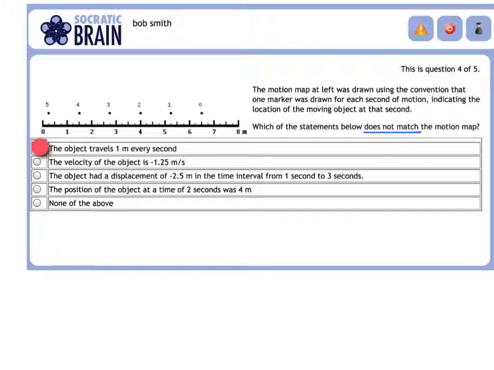Position of the object at a time of 2 seconds was 4 meters. Well, let's go to 2 seconds. That's here. And sure enough, 4 meters. Make sure you're looking at the right units. The seconds are the dots. The meters is the ruler. And it can't be none of the above because we decided that it didn't move 1 meter every second. So that first option, that's our choice.